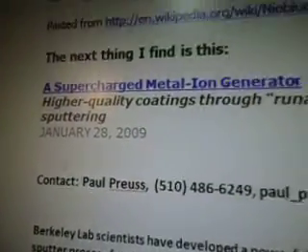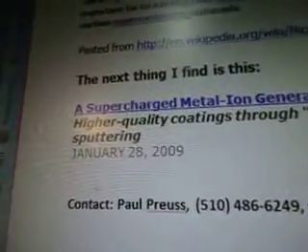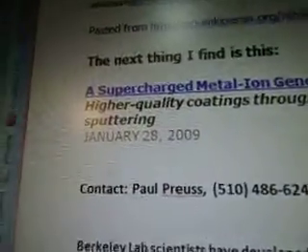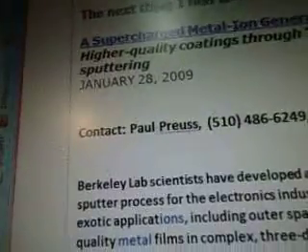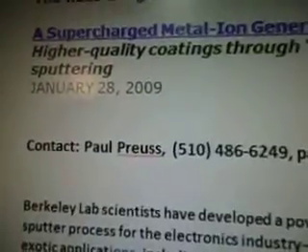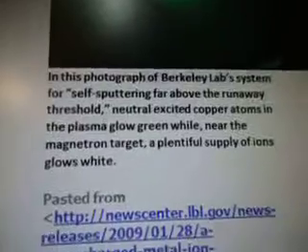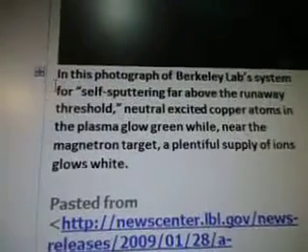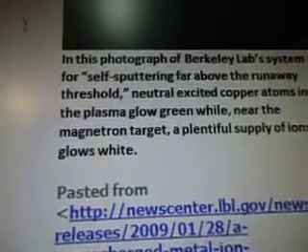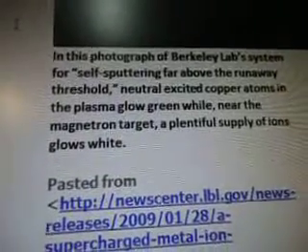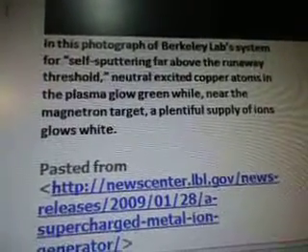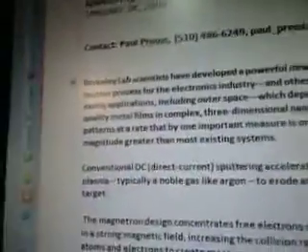This is a supercharged metal ion generator. It's higher quality coatings through runaway self-sputtering. It was published in January 2009. You want to contact Paul Proust, and there's his phone number and his email. Okay, so this is what he's been doing at Berkeley Lab: a system for self-sputtering far above the runaway threshold. Neutral excited copper atoms in the plasma glow green, while near the magnetron target, a plentiful supply of ions glows white. Quite the cool experiment there.